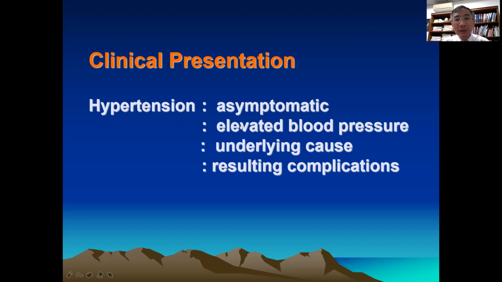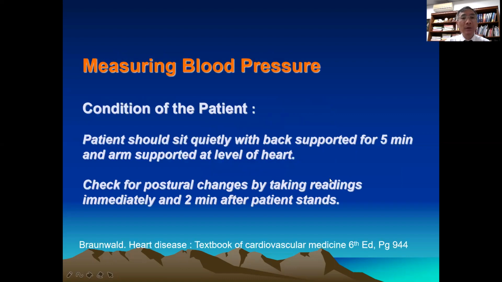Now, hypertension is picked up because of an abnormal elevated measured blood pressure level. And in assessing the patient, it is important to think of two things. One, what is the cause of the elevation of blood pressure? And the second is what are the results and complications of the elevation of blood pressure? Looking for organ damage, looking for clinical disease. Let's start with the measurement of blood pressure.